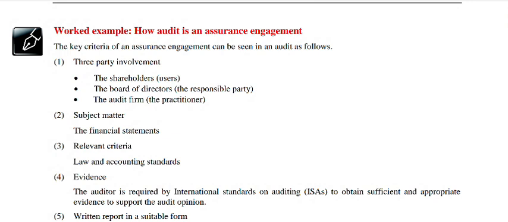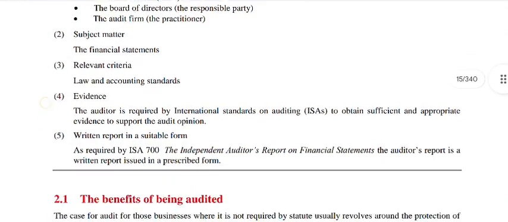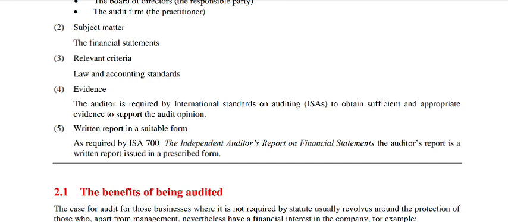Worked example: how audit is an assurance engagement. The criteria of an assurance engagement can be seen in an audit as follows. 1. Three-party involvement. The shareholders or users; the board of directors, the responsible party; the audit firm, the practitioner. 2. Subject matter, the financial statements. 3. Relevant criteria, law and accounting standards.